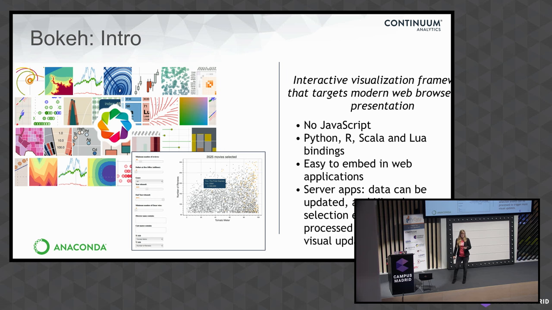It's very easy to embed in web applications, so if you have a team and the result of your data science project is a web application, it's very easy to put that visualization into it. Even easier if you're using things like Django or Flask, so it's all in the Python ecosystem. And then server apps is when you're not only having this static with some interactions in the front end, but actually calling back on the server to run some computations when you've moved maybe a widget in the front end on the client side.